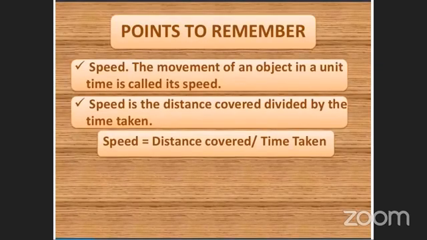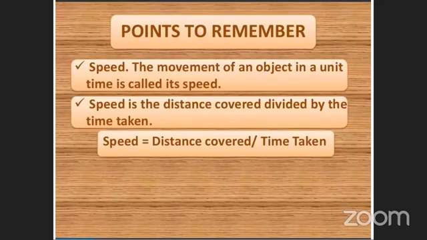Unit time means what? Within 10 minutes or within 5 minutes. So that particular time we can call speed. Next you can see speed is the distance covered divided by the time. Okay, so what is the formula of speed? Speed is the distance, how much distance it covered.